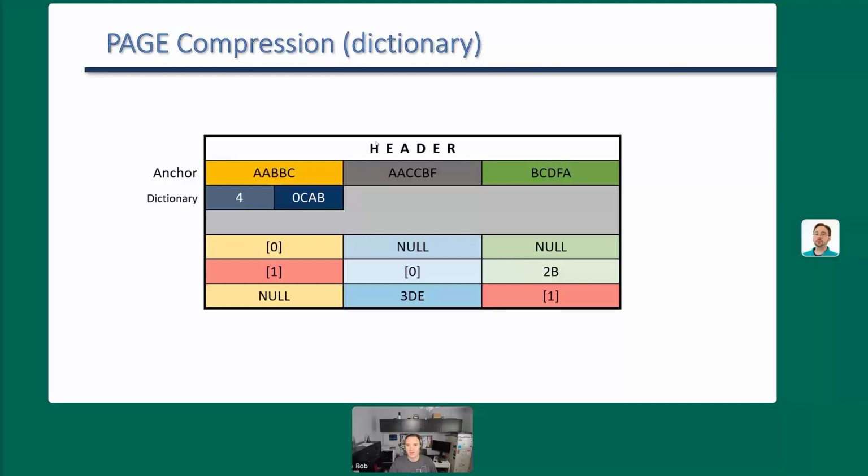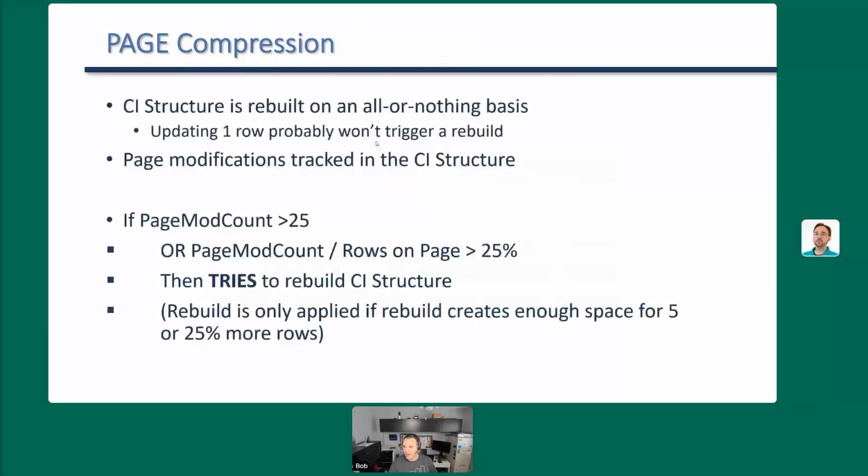Okay, now a couple of questions we'll get to about page compression, or actually, I'll do this and then I'll do the demos real quick. The CI structure, the compression information with the dictionary and the anchor rows, is rebuilt on an all or nothing basis. So if you update one row in your table or your index that has page compression on it, it's probably not going to rebuild it. But the structure has a page modification counter and it will keep track of the number of modifications. And then there are some thresholds that will trigger a rebuild for that page, right?